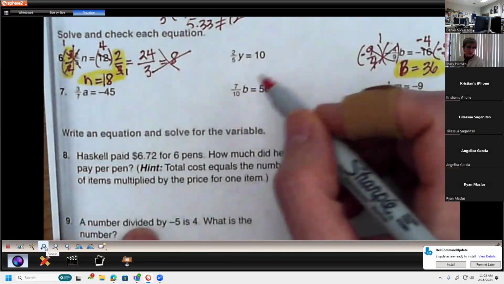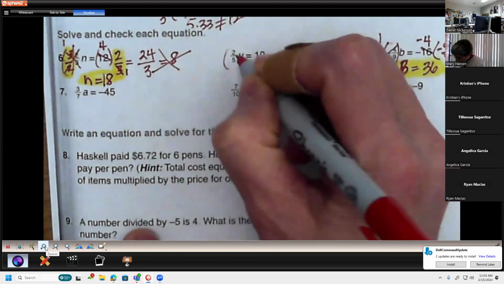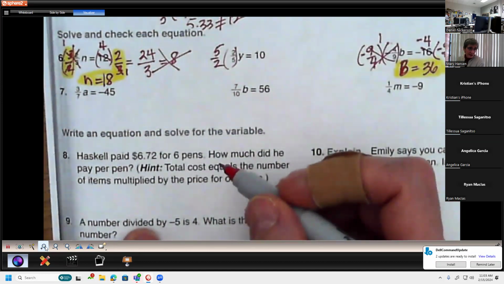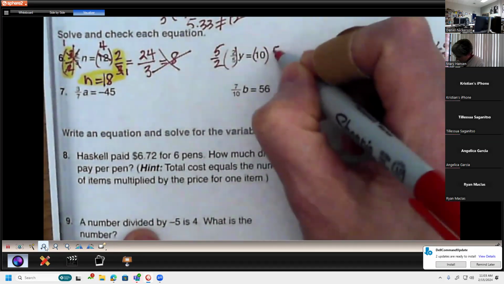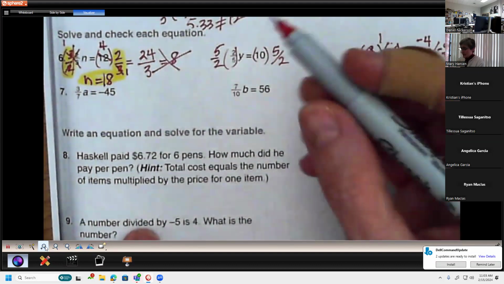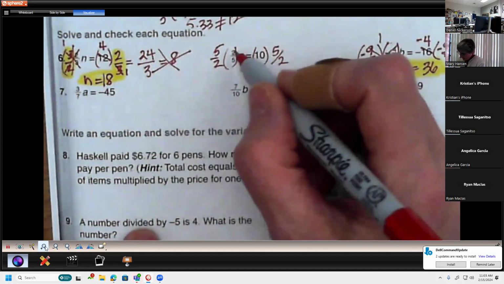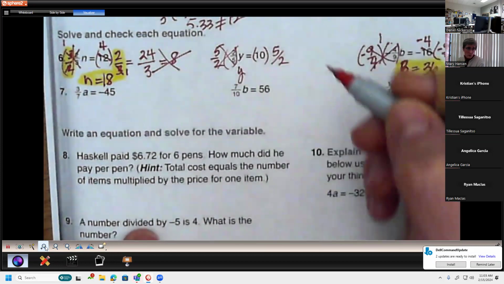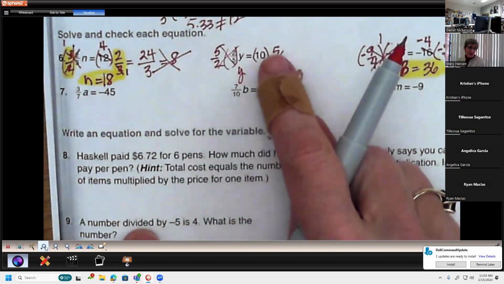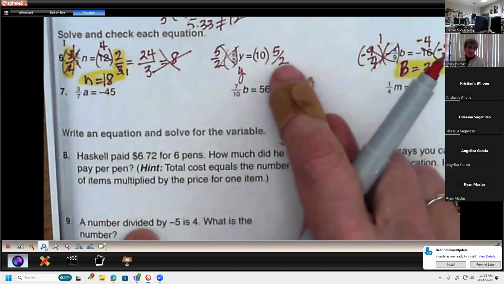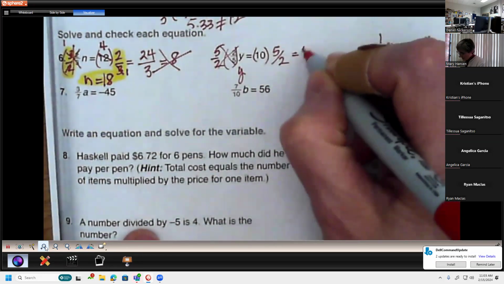This first one here, 2/5 times y is 10. We want to multiply this times the reciprocal. And so I cancel out on the left-hand side, and that leaves me just 1y or y. And then I have to multiply 10 times 5 over 2. You can multiply across the top and get 50, and 2 on the bottom, and 50 divided by 2 is 25.